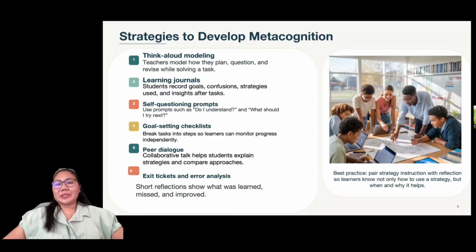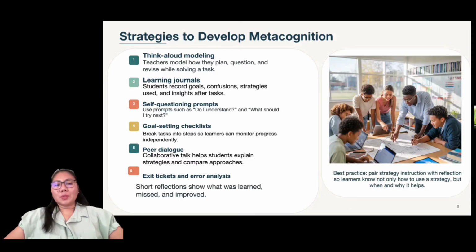Strategies to develop metacognition. Number 1, think-aloud modeling. Teachers model how they plan, question, and revise while solving tasks. Number 2, learning journals. Students record goals, confusion, strategies used, and insights after tasks. Number 3, self-questioning prompts. Use prompts such as, do I understand? And what should I try next?